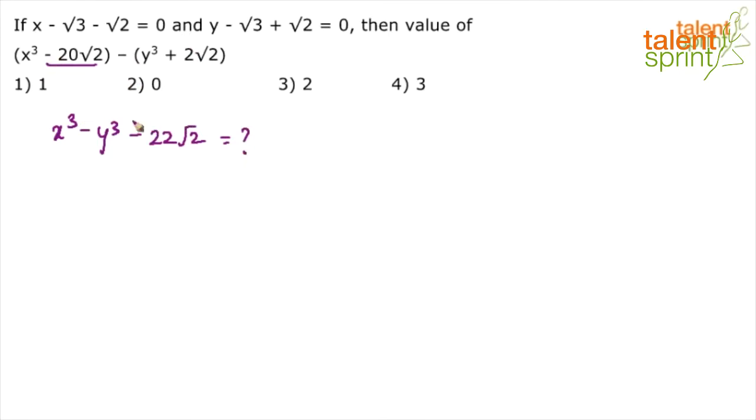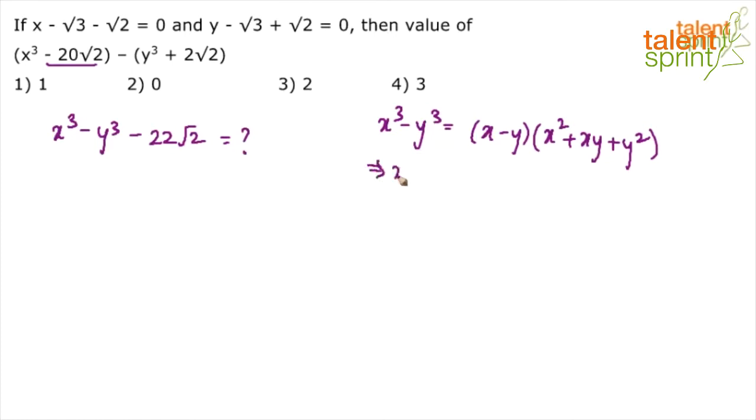Now what is x cube minus y cube? See, x cube minus y cube can be taken as x minus y into x squared plus xy plus y squared. Yes or no? It is the same expansion that we have used earlier: a cube minus b cube is a minus b into a square plus ab plus b square. Now substitute the values here. So x cube minus y cube will come out to be x minus y. What is x? From this, x is equal to root 3 plus root 2, right? Let me do that.